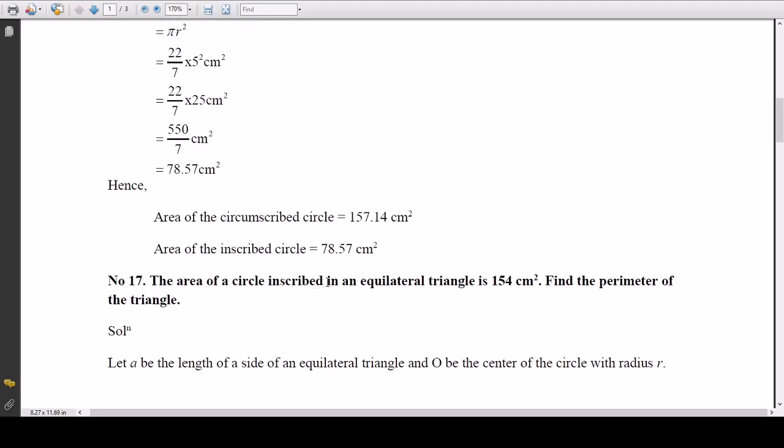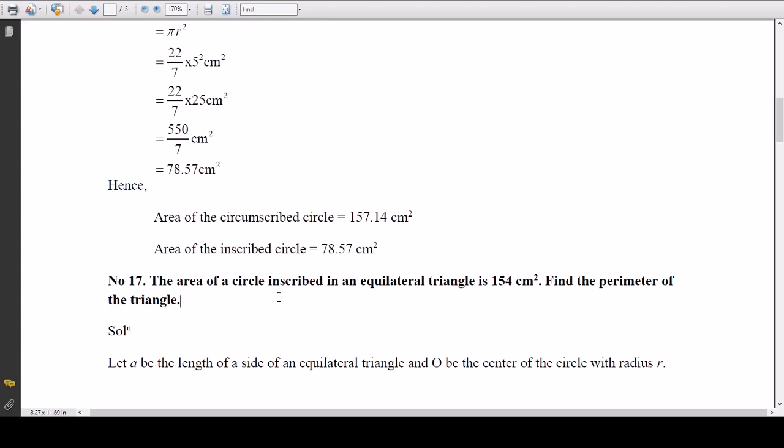Okay, next we move to question number 17. The area of a circle inscribed in an equilateral triangle is 154 cm square. Find the perimeter of the triangle. Now what is a perimeter? The perimeter of a triangle is the sum of all the sides of the triangle. Now what is an equilateral triangle? An equilateral triangle is a triangle in which all three sides are equal. Now if A is the side of the triangle, then the perimeter will be A plus A plus A, that is 3A, isn't it?